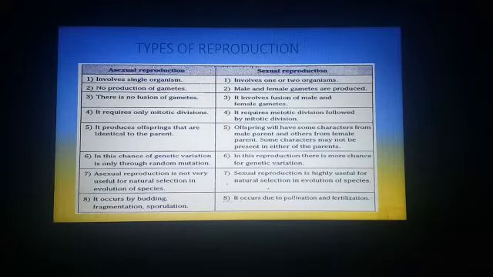So the cells that divide to form a new individual will undergo mitotic cell division so that the chromosome number remains constant. But in sexual reproduction, the cells get fused. If two individuals are involved, that means two cells of two individuals fuse. If the two cells fuse, the number of chromosomes will increase. So to avoid that, the cells that get involved in this fusion will undergo a different type of cell division, that is meiotic cell division.